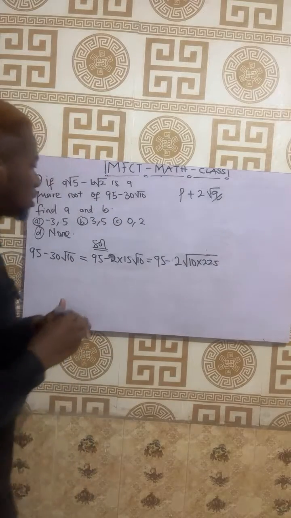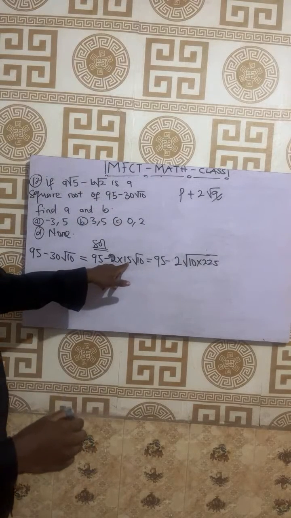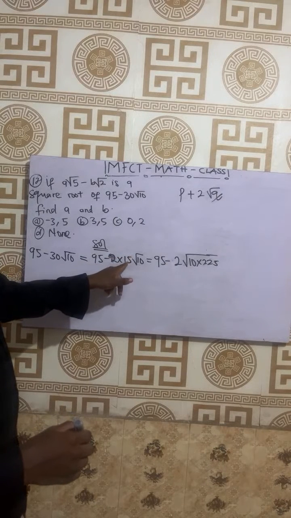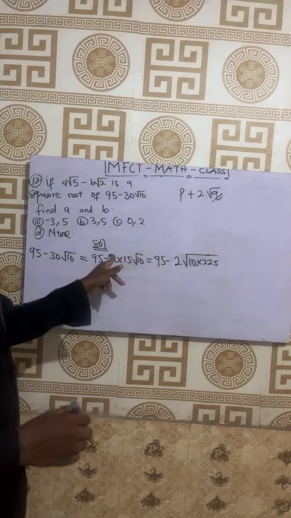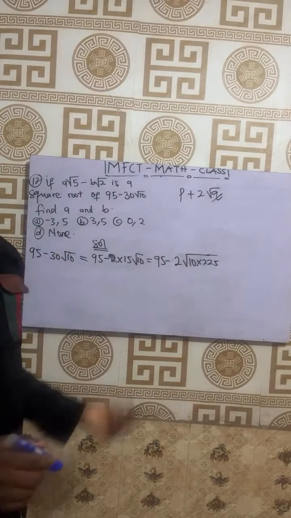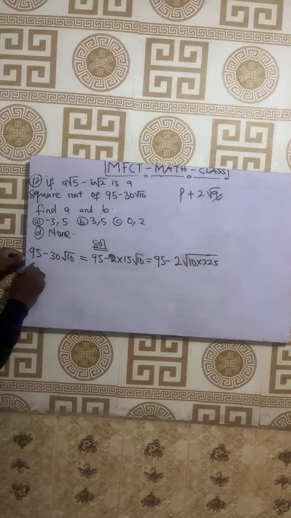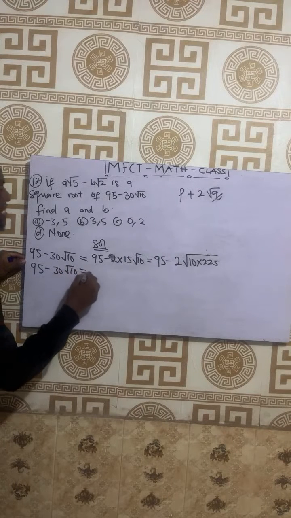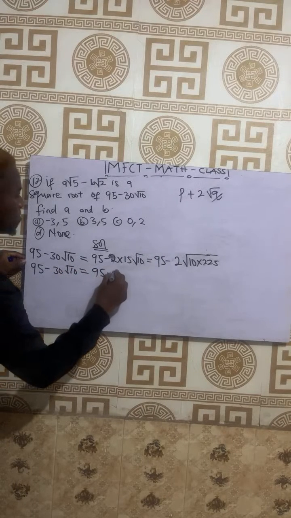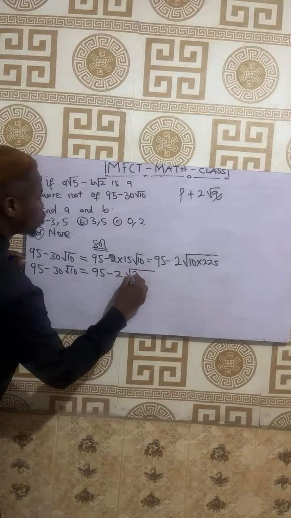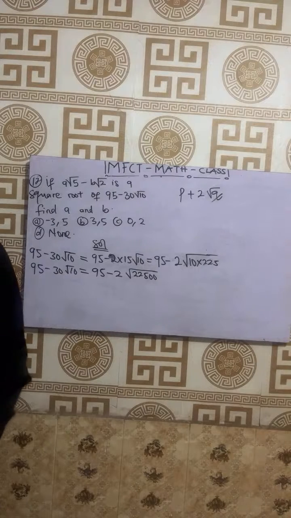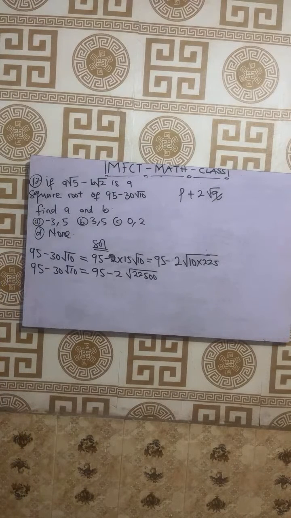So this simply means that I square this 15. The answer I got after squaring this 15, I put it under the root. What remains as the coefficient is now 2. So this now simply means that the question, which is 95 minus 30 root 10, is the same as 95 minus 2 root 2250. Guys, hope you are with me. So it is the same.